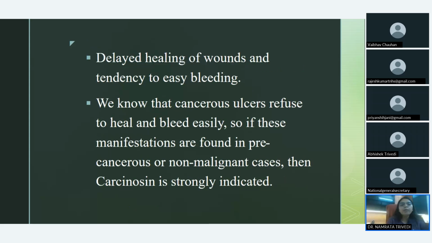Now, it can also be given in delayed healing of wounds and tendency to easy bleeding, like a cancer ulcer. You can see the cancer ulcer is not healing. There is delayed healing of cancer wounds. Similarly, we can also give carcinosin to patients who have delayed healing of wounds, like a diabetes patient, and tendency to easy bleeding. We know that cancerous ulcers refuse to heal and bleed easily. So if these manifestations are found in precancerous or non-malignant cases, we can give carcinosin if symptoms match and if strongly indicated.